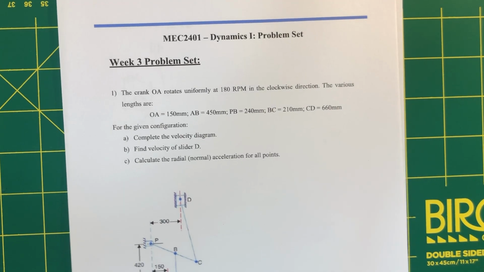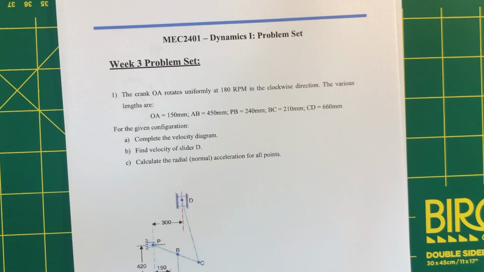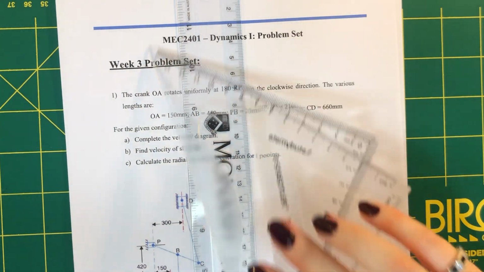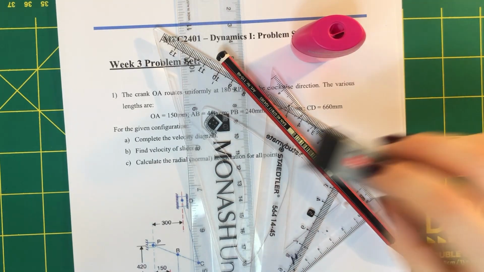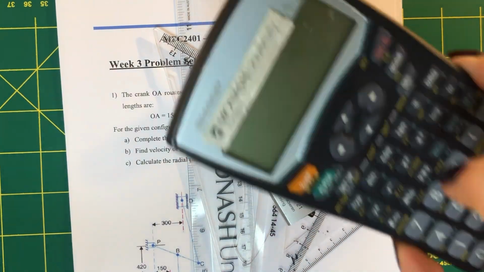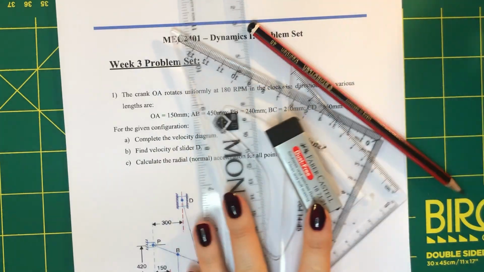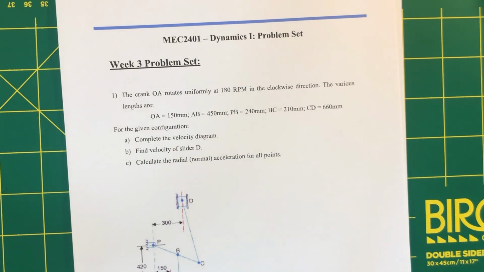Hi everyone, in this video I'm going to show you how to construct the velocity diagram for question 1 of your problem set. To do this you'll need a ruler, some set squares, pencil, sharpener, eraser, and of course your calculator.